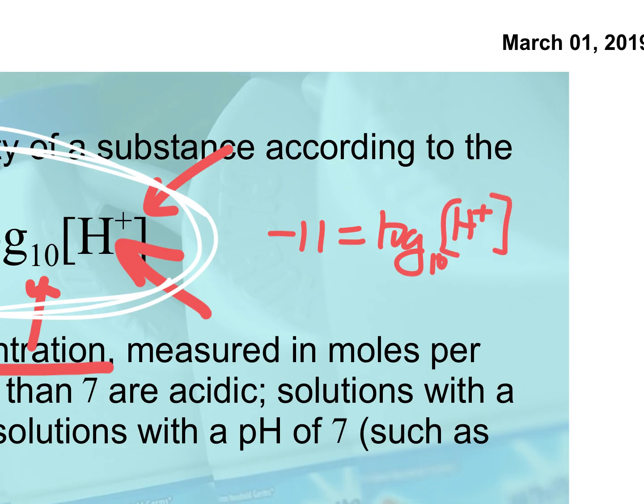Now is the time you'd rewrite it and go 10 to the -11th, a ridiculously small number, equals H plus. And you've got H plus sitting right there, so you know what you've got. You solved for this. That's why you leave the variables in your problem when you're doing the problem, and you know what it is at the end. Oh, I guess I just found H plus.